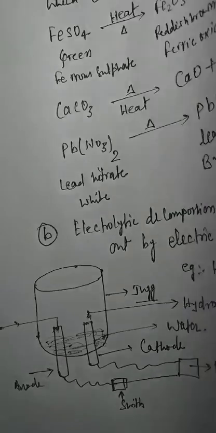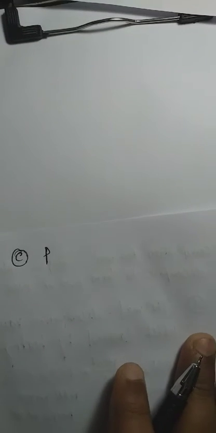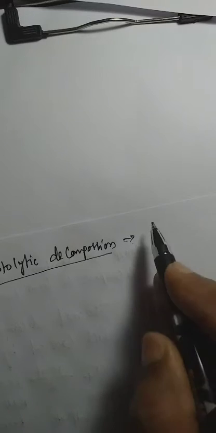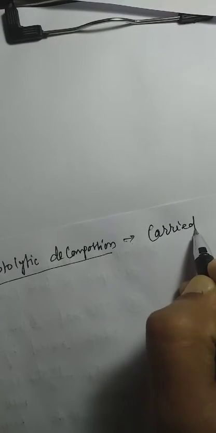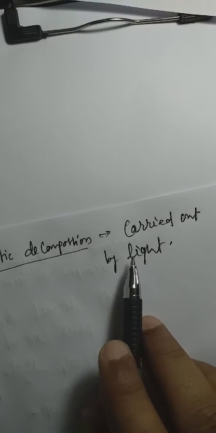Next, very important to all of us, is photolytic decomposition. This is very important and we see it in daily life also. This decomposition takes place in the presence of light, right? So a very simple definition: photolytic decomposition is carried out by light, or we may write, when a decomposition reaction is carried out by light, it is called photolytic decomposition, right?